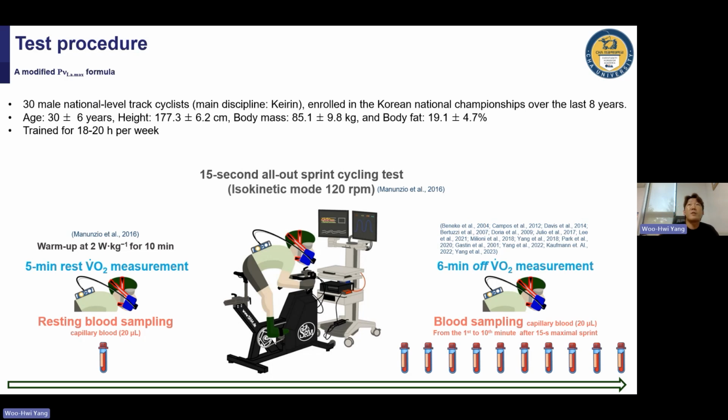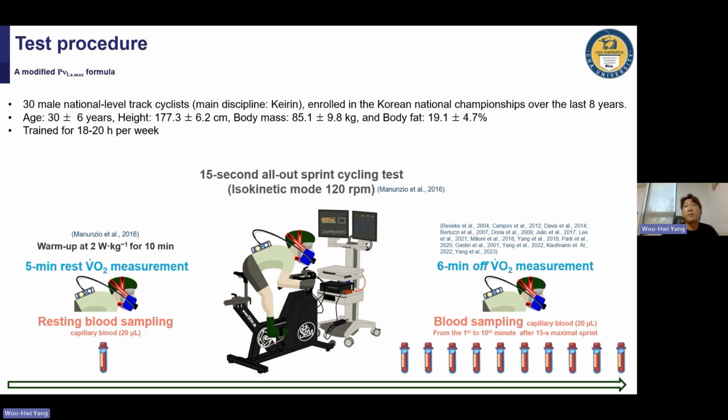For the test procedure, this was relatively easy. 30 male national level track cyclists participated in our study. You can see here characteristics of the participants, such as anthropometric data. Before the test, an initial warm-up was performed for 10 minutes at 2 watts per kilogram, and then a further passive rest for 5 minutes followed.